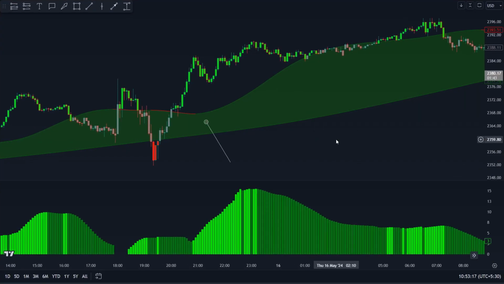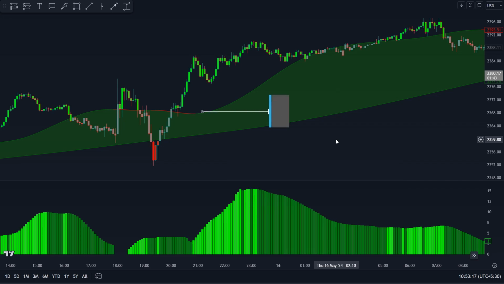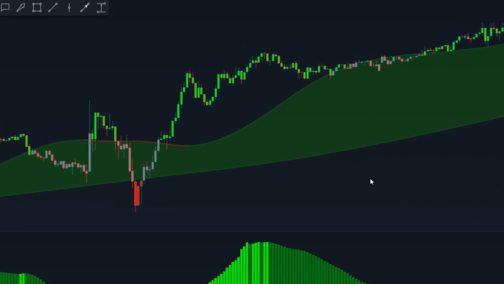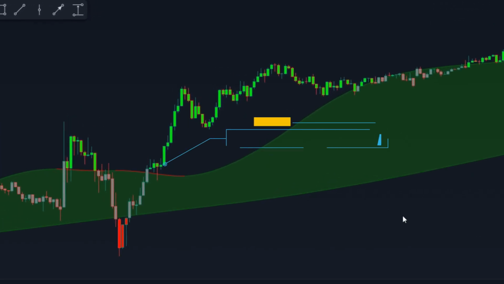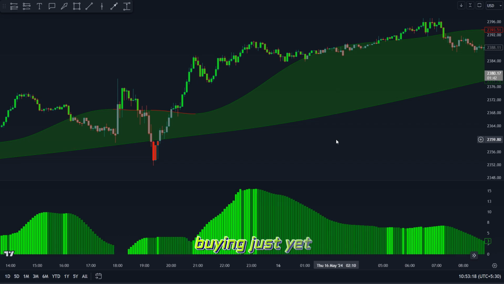Think of the T3MA ribbon like a colorful traffic light. A green ribbon signifies an upward trend, like a green light saying go. But before you jump in, we need to make sure the price action is playing along. Imagine the price is above the green ribbon, like a car driving smoothly through a green light intersection. That's a good signal. Hold on to your horses, though. We're not buying just yet.